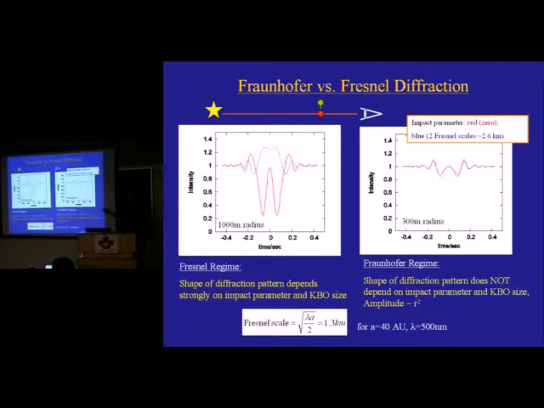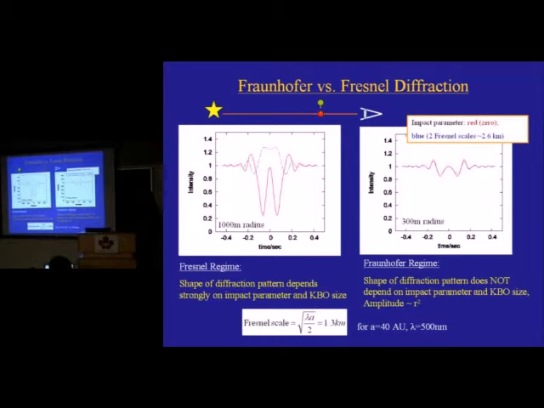If it's slightly offset, so if it would be offset by 2 Fresnel scales, then you can see a lower amplitude signal, and also the shape is quite different. So in the Fresnel regime, the details of the diffraction pattern change with the geometry and even depend on the object shape.